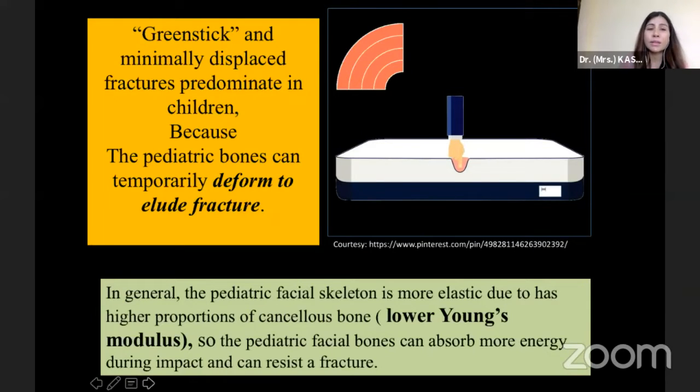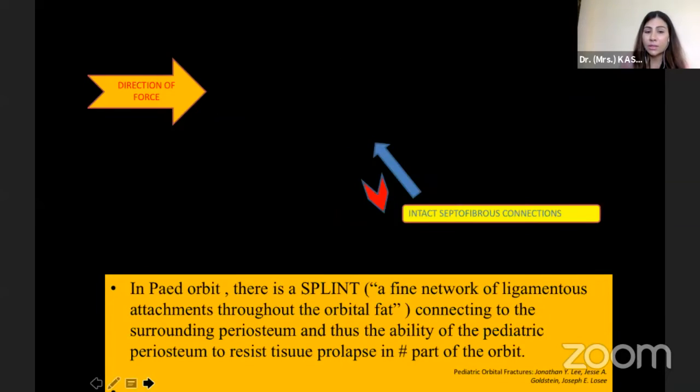So what is this greenstick fracture? This is a minimally displaced fracture which predominates in children because pediatric bones are very elastic and they deform to elude the fracture. In general, pediatric bones are very cancellous. So this is against Young's modulus. We know Young's modulus is directly proportional to stiffness. Because pediatric bones are less stiff and more elastic, they can absorb more energy during impact and can resist a fracture.